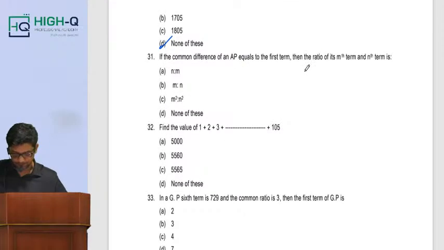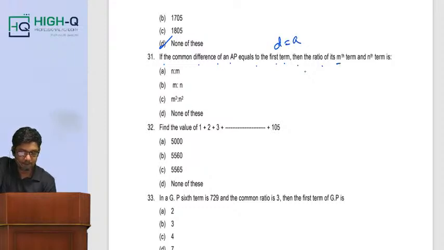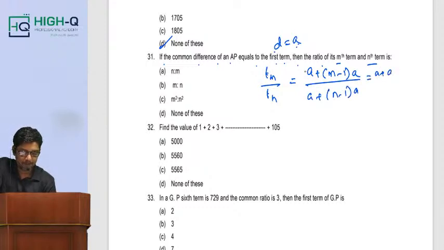Next one. The common difference of an AP equals the first term. Sir, D equal to A, sir. Very good. Then the ratio of mth term and nth term. They ask you to find out mth term by nth term. Common difference is same. A plus m minus 1 into D, which is nothing but A plus Am minus A, divided by A plus An minus A. Cut. A also gets cancelled, which is nothing but m by n.